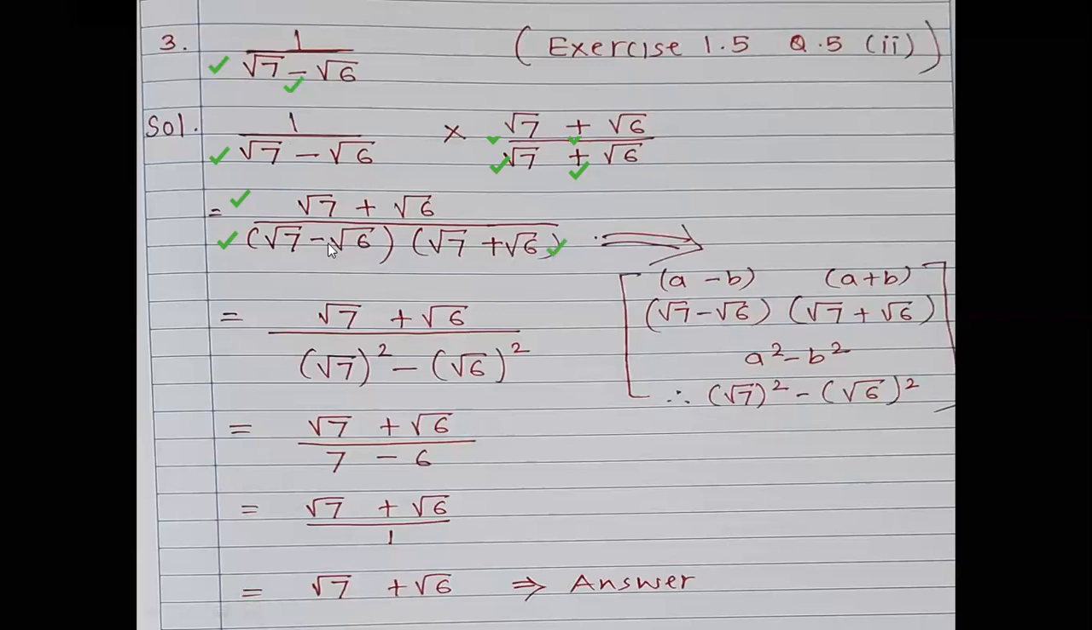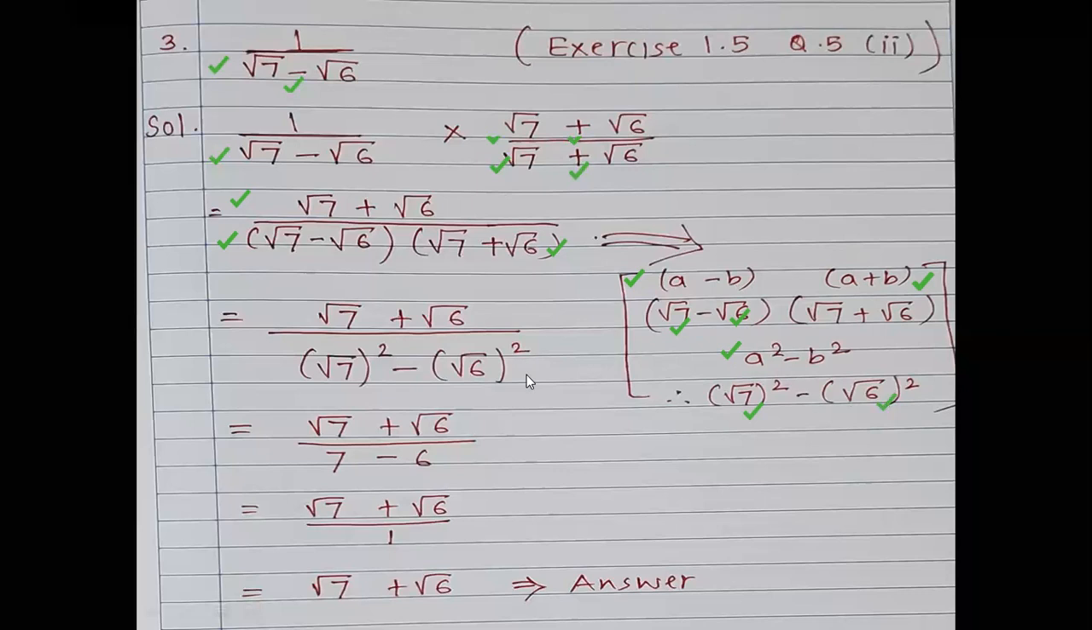Now, what happens with the denominator? If you observe the denominator, they are actually in the form of a minus b, a plus b. And we have learned this identity in grade 8. A minus b into a plus b happens to be a square minus b square. What is our a? Root 7. What is our b? Root 6. So a square minus b square has to be the solution. So a is root 7, so root 7 square, minus b is root 6, so root 6 square.